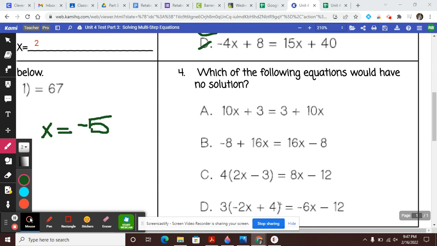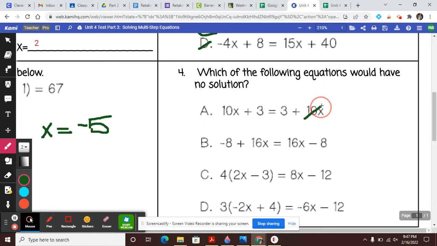All right. On number 4, it's saying which of the following equations would have no solution. So we want to look through, and here's an easy way to do this. If you've already got the distributive property done, you can look at that and see if you have this. What I'm looking at is I'm going to have over here 10x, and when I move it over here, it's going to be negative 10x.